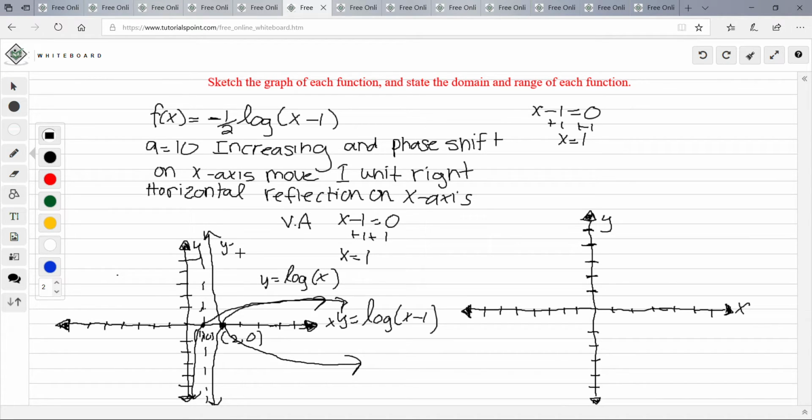So this is your typical y equals negative 1/2 log(x minus 1). Let me make it look nicer on this graph. We said that it has a vertical asymptote at x equals 1. It has an x-intercept of (2, 0), so here's (2, 0), and then there's a horizontal reflection on the y-axis, not the x-axis. It's going to look something like this.